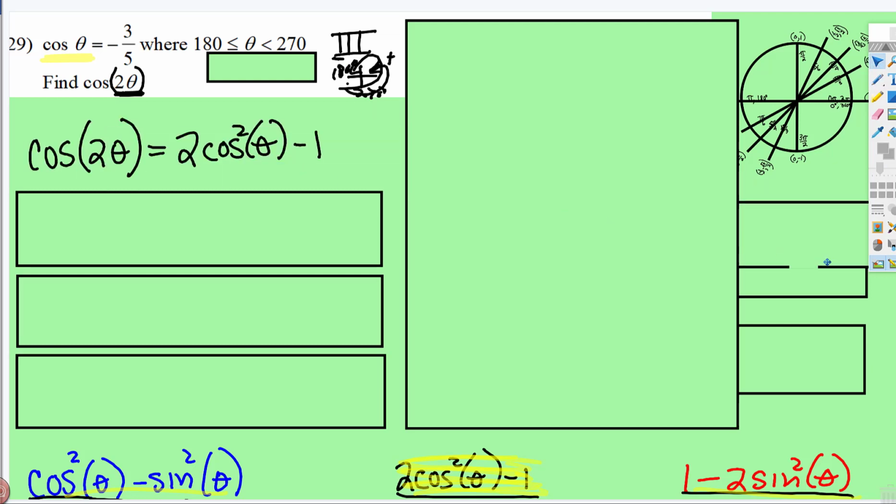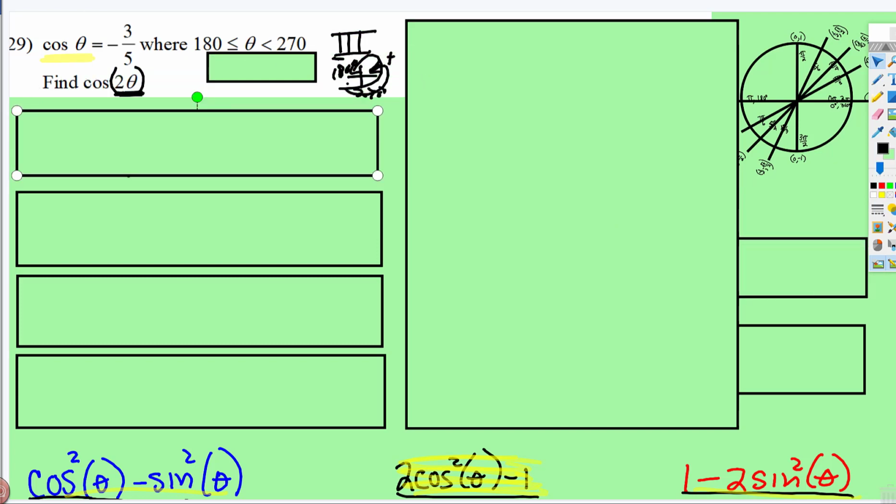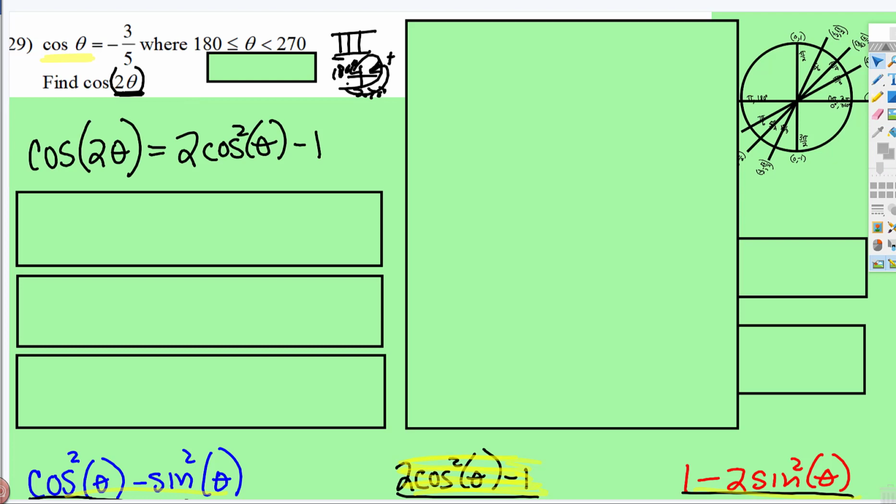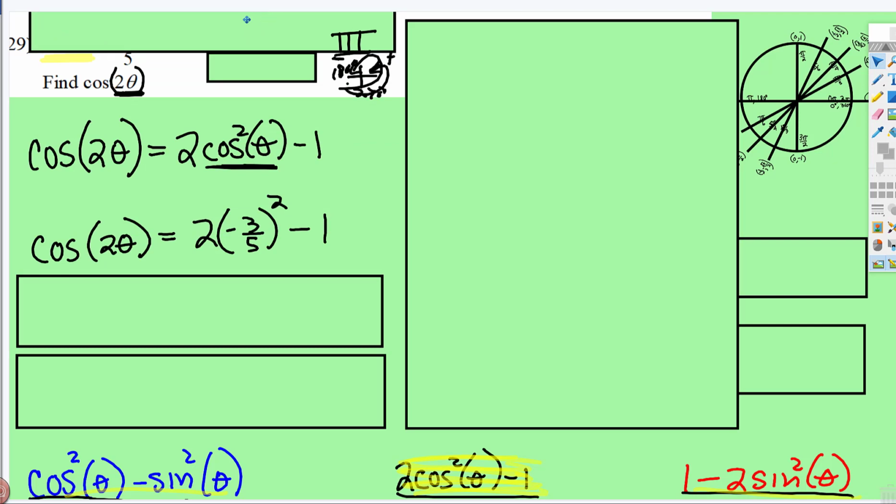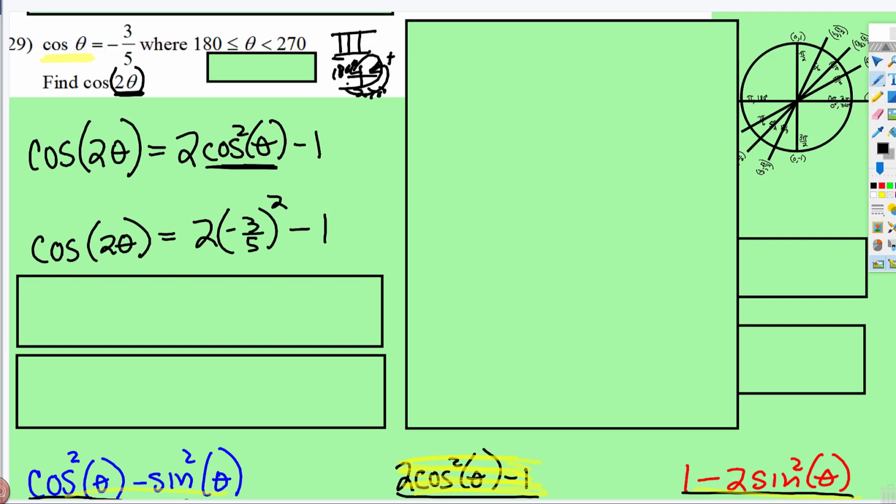So there's the identity. Cosine 2 theta is equal to 2 times cosine squared theta, subtract 1. And instead of cosine squared theta, we can plug this in, and that's what we will square. So 2 times cosine theta is negative 3/5, so negative 3/5 squared. Make sure you're using parentheses if you're using a calculator. If you're not using parentheses, you're going to probably end up with the wrong answer.